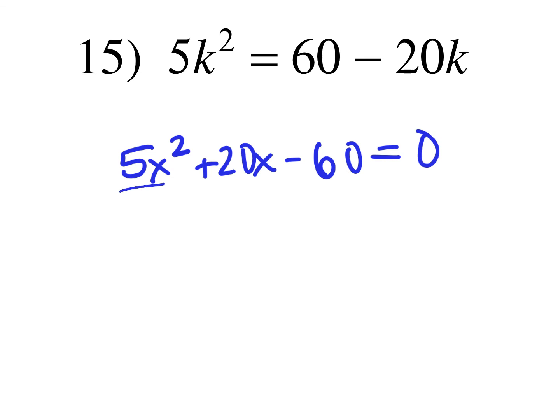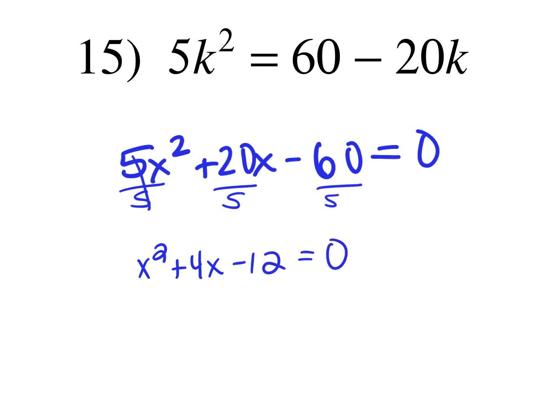All right, let's see what happens when I do that. 5, 5, 5. I have x squared plus 4x minus 12 equals what? 0. Can I factor this? Are there factors of negative 12 that'll multiply to give me negative 12 and add to give me 4? Yes. We can also complete the square.